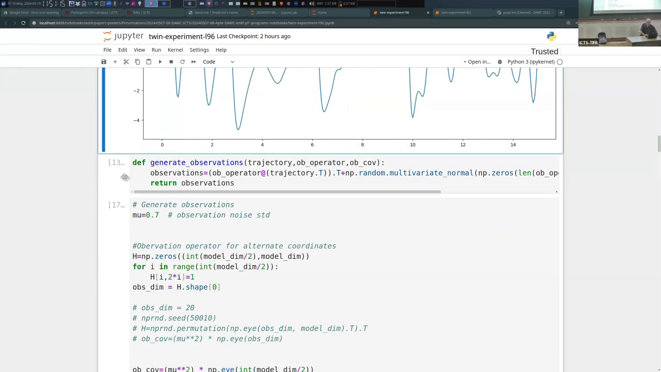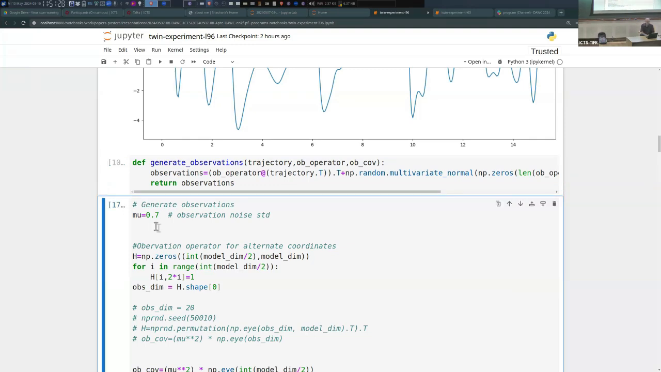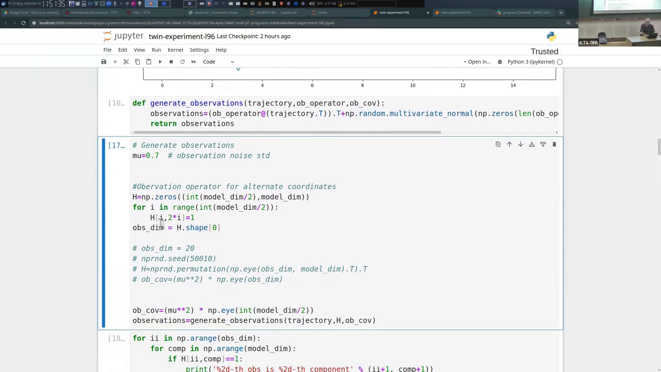Exactly the same idea: generate observations by multiplying by the observation operator and add some noise. You control the amount of noise by setting the observational covariance. So mu equal to 0.7 is the standard deviation of the observational noise. It will be diagonal in this case. There are a couple of choices that I have set up. One is you observe every alternate coordinate, so coordinates 1, 3, 5 or maybe 0, 2, whichever, odd or even coordinates.